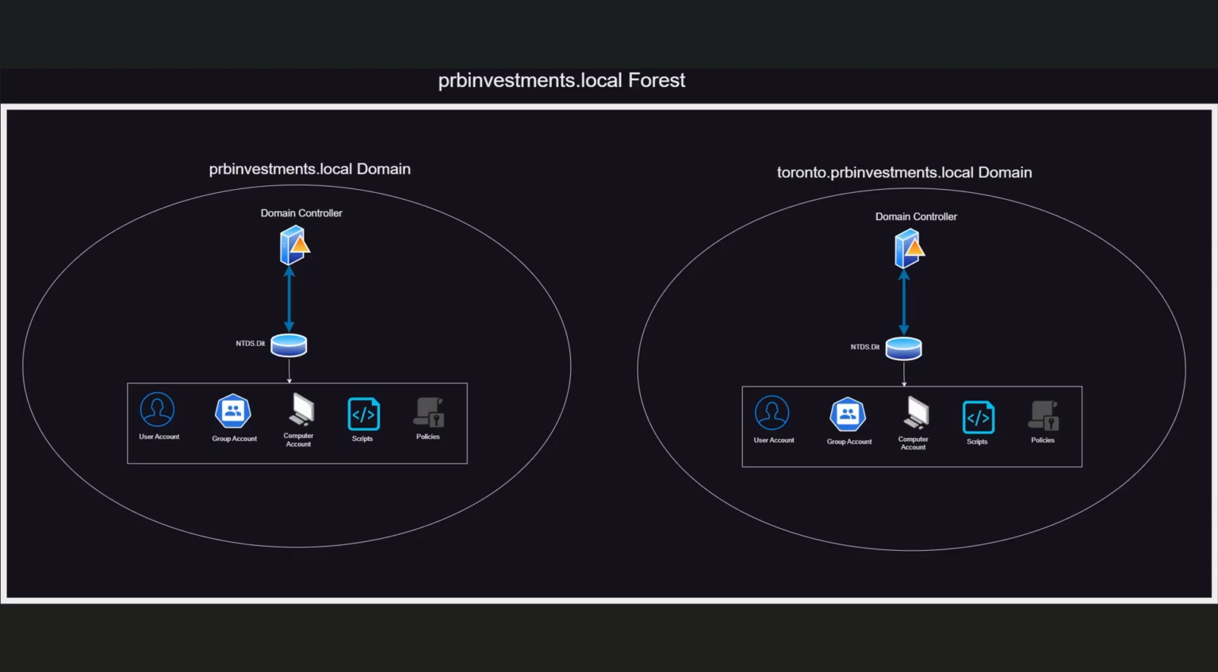Now, a child domain is really a subspace of the parent domain, and it contains the same objects. So we have user accounts, security, scripts, and group policy objects. And these objects are separated between the two domains.